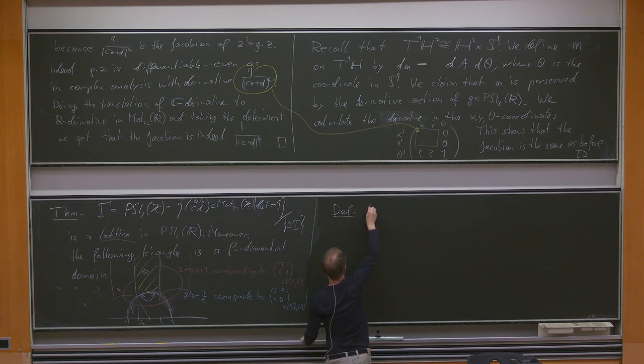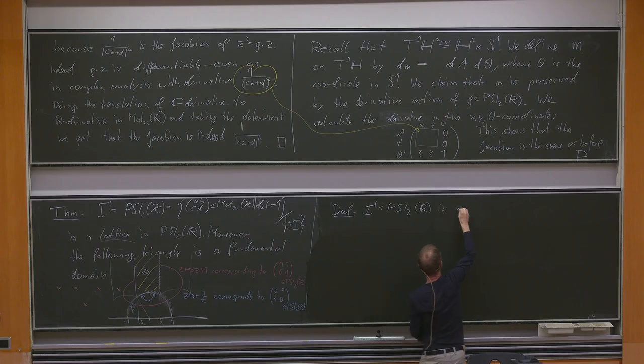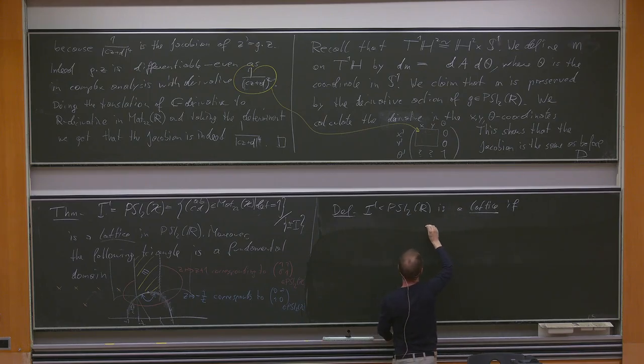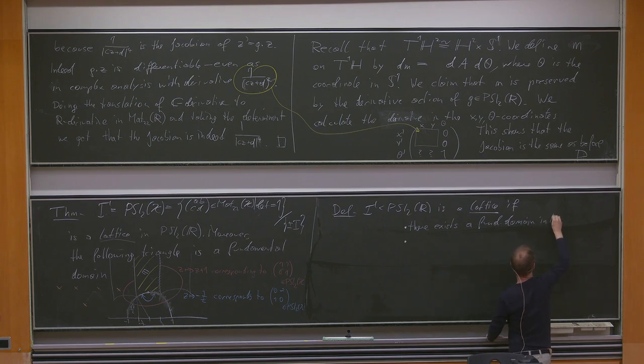Definition: gamma in PSL2R is a lattice if, and there are two equivalent ways to define it, there exists a fundamental domain in H2 with finite volume.